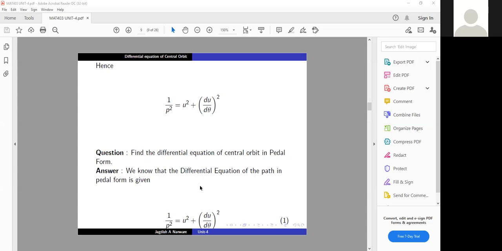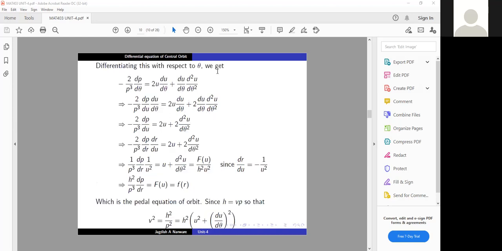So we begin with the differential equation of the path in pedal form, which is 1 by p square is equal to u square plus second derivative of u with respect to theta. And then we differentiate this equation 1 with respect to theta. So we obtain 1 by p square on the left hand side. So its derivative is minus 1 by p to the power 3 and multiplied by 2.